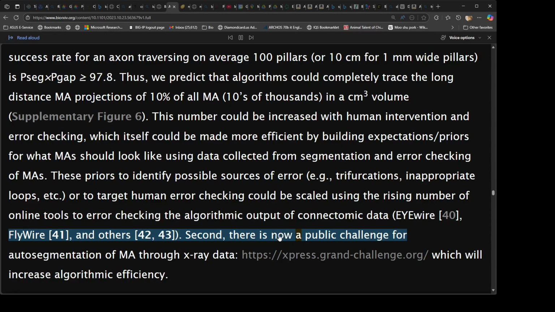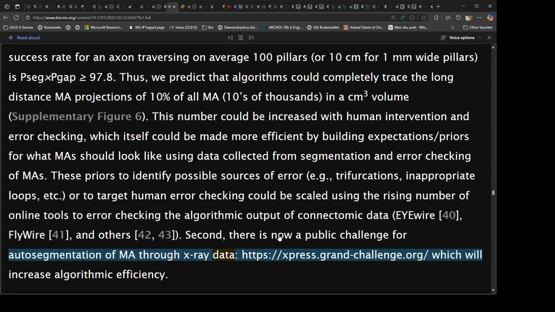Second, there is now a public challenge for auto-segmentation of MA through X-ray data, which will increase algorithmic efficiency.